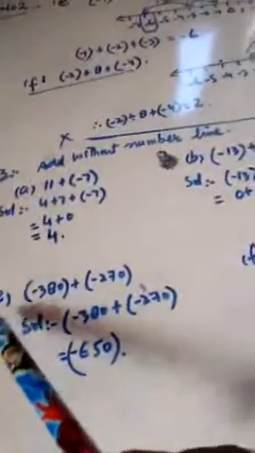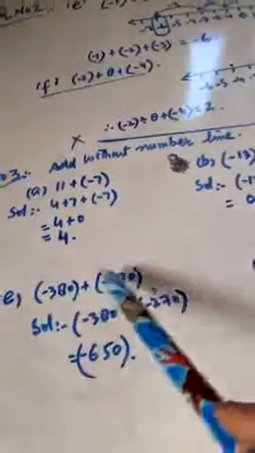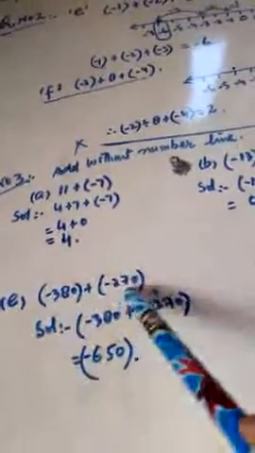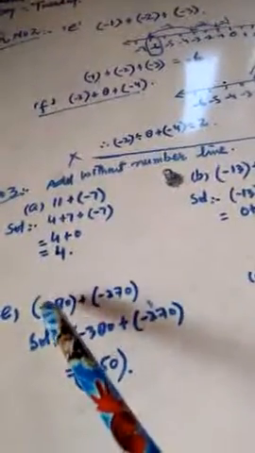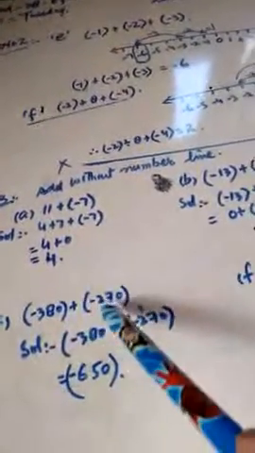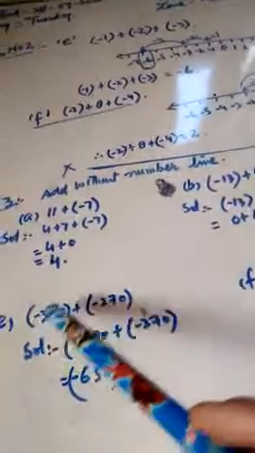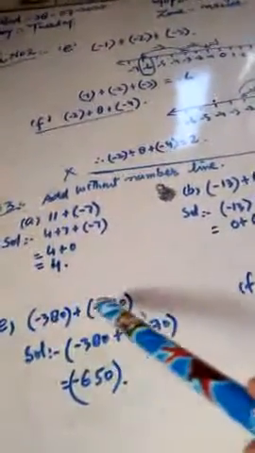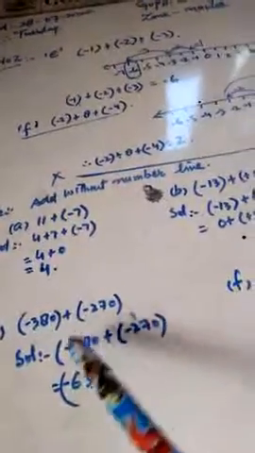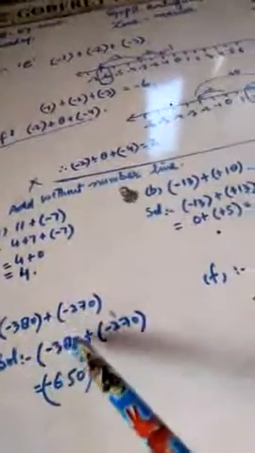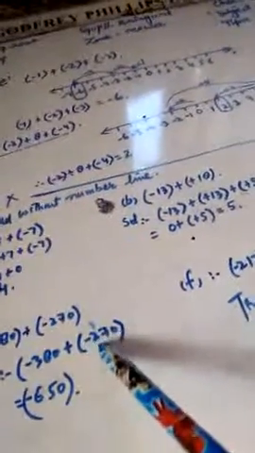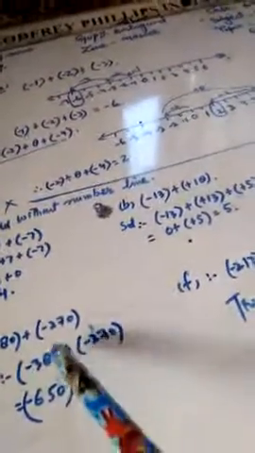Now there is part E. Here are two integers with the same sign, both having a negative sign. When there are such integers which have the same sign, both of them positive or both of them negative, then we simply add them and the result will be with the same sign. That means here it is -380 plus -270. We will add both of them.